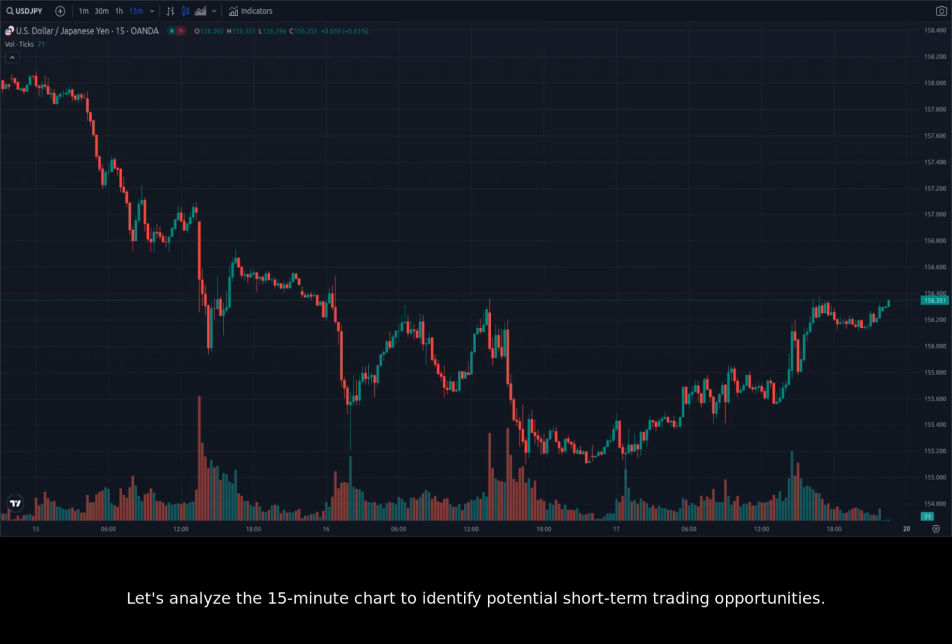Let's analyze the 15-minute chart to identify potential short-term trading opportunities. This time frame can be more sensitive to sudden news events. Short-term support is at 157. Resistance is at 158. We can see some short-term trend reversals in the chart. Combining the information from the three charts provides a powerful way to improve trading strategies.